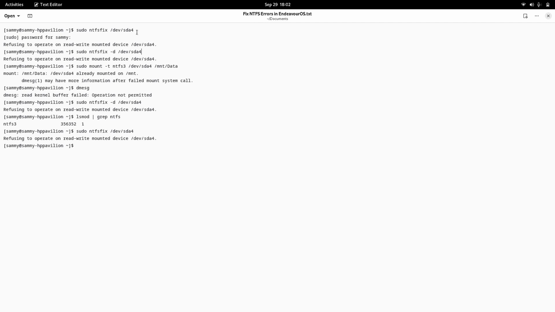After doing the error check, I rebooted the system into Linux, and then I was able to access the partition, and I could read and write from that NTFS partition. So you have to solve your NTFS partition issues like this.